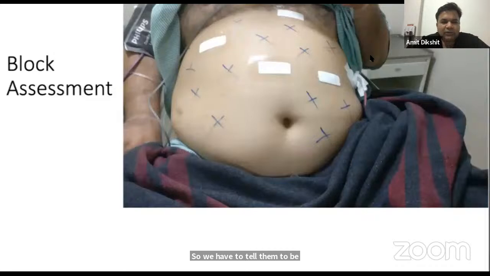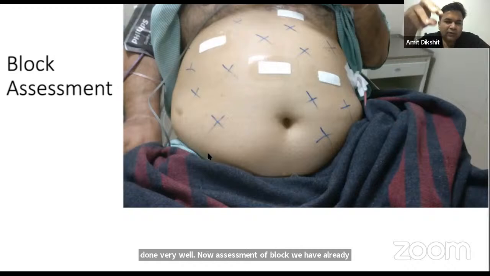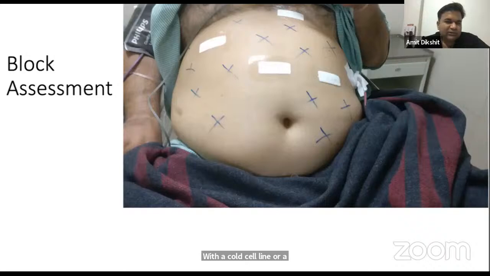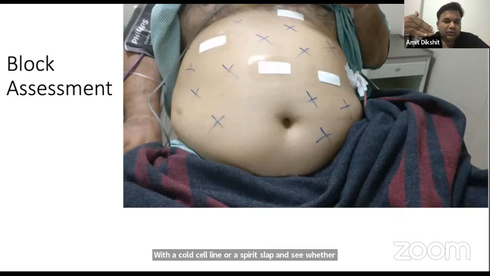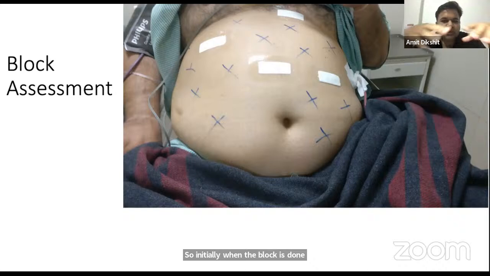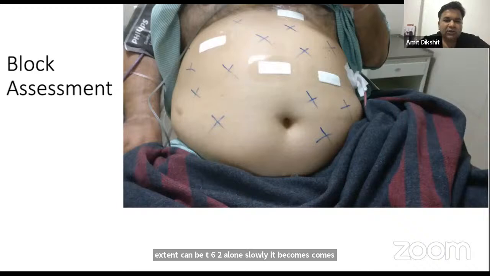Now, assessment of block, we have already covered. Each interfascial block needs to be assessed with a cold saline or a spirit swab, and see whether there is hypoesthesia or not. And we have to follow these patients up as well. So initially, when the block is done bilaterally, the extent can be T6 to L1. Slowly it comes around periumbilical, depending on what block, what direction, what concentration, and how long. So sometimes there may not be any hypoesthesia, but the patient has good analgesia. So that has also been observed.